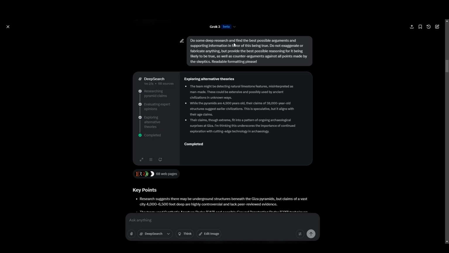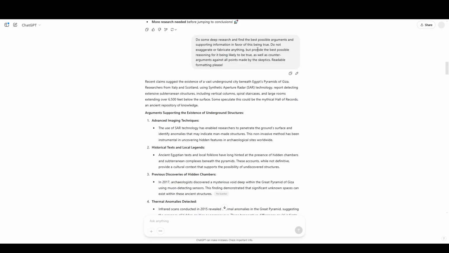And then the next prompt that I used for both of them is: do some deep research and find the best possible arguments and supporting information in favor of this being true. Do not exaggerate or fabricate anything, but provide the best possible reasoning for it being likely to be true, as well as counter arguments against all points made by the skeptics. Readable formatting, please. And by the way, this is ChatGPT Premium versus Grok Premium.